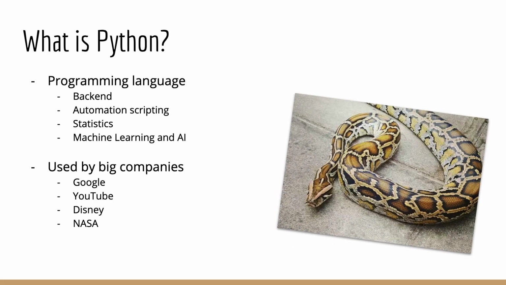So first off, what is Python? Well, Python is a programming language. Some would call it a scripting language, but it is a programming language, and it's used in a lot of places. You can use it for backend, so with server stuff. It's also used in automation scripting, as I said in the previous video. Python can be used for automation scripts.